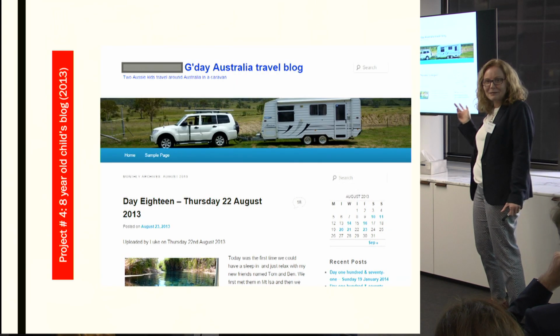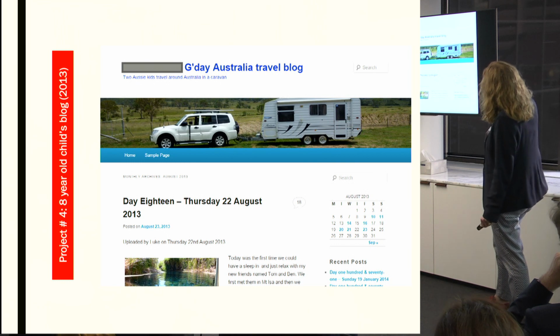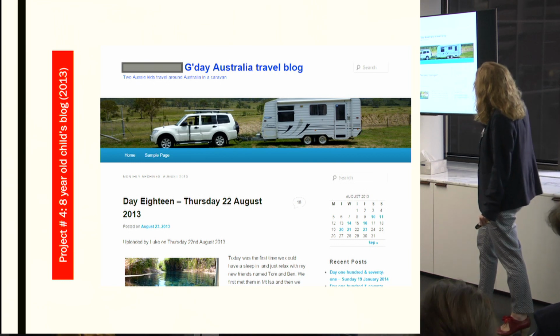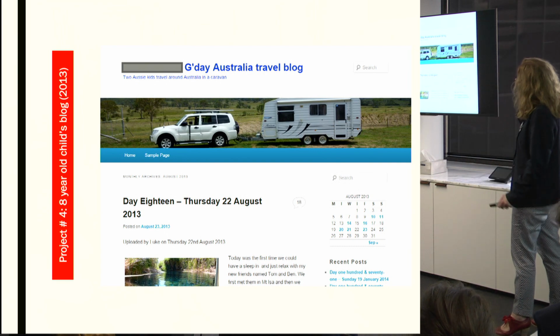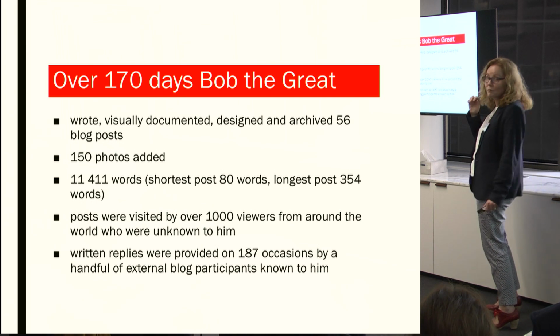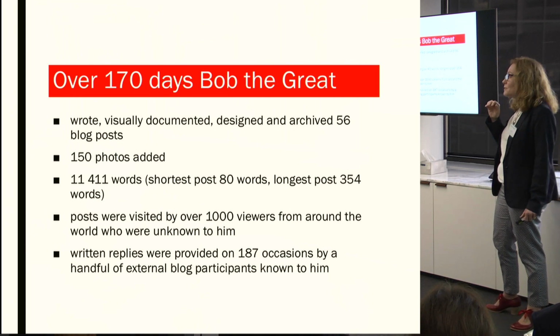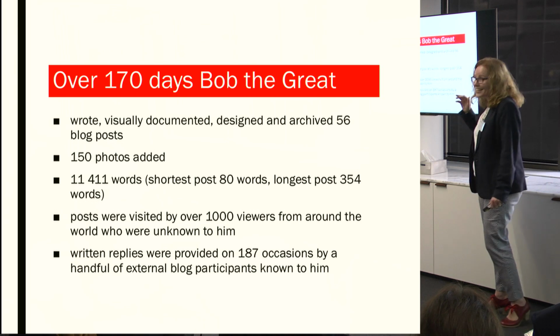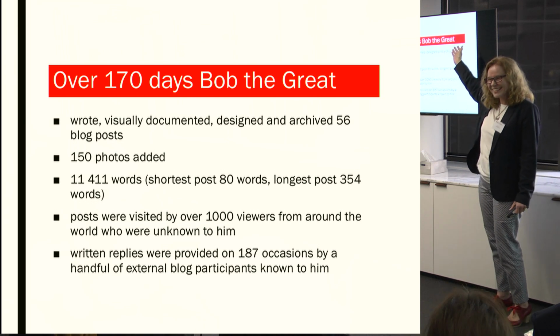I'm glad I did that one. Okay, this is another one. This is the 4th project, and this was done in 2013. And I want to focus on what one 8-year-old boy who gave himself the pseudonym Bob the Great. This is what happens when you let children choose their pseudonyms. I think it tells us a lot, doesn't it?